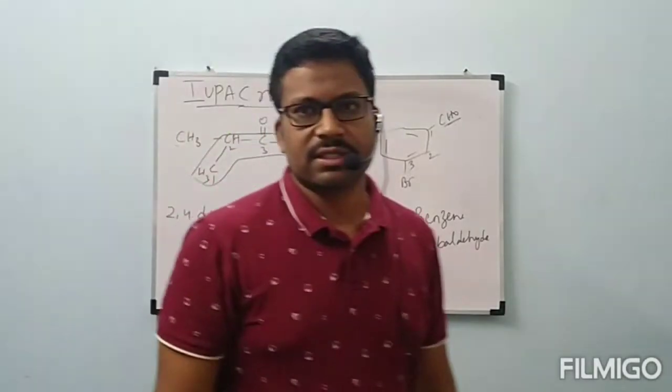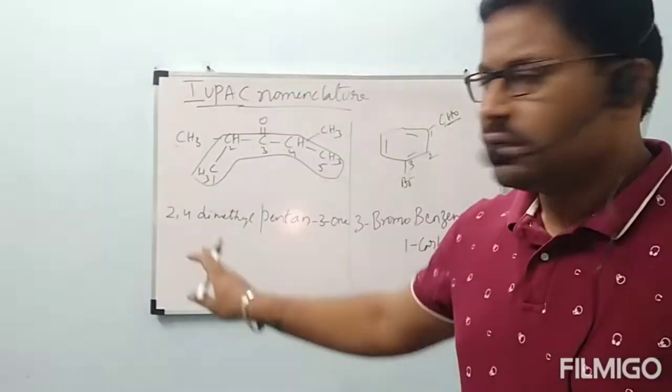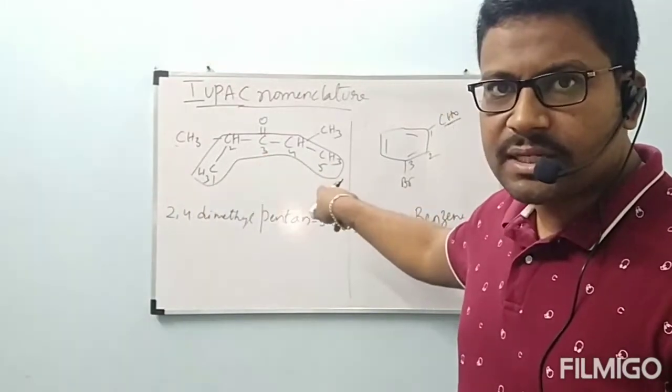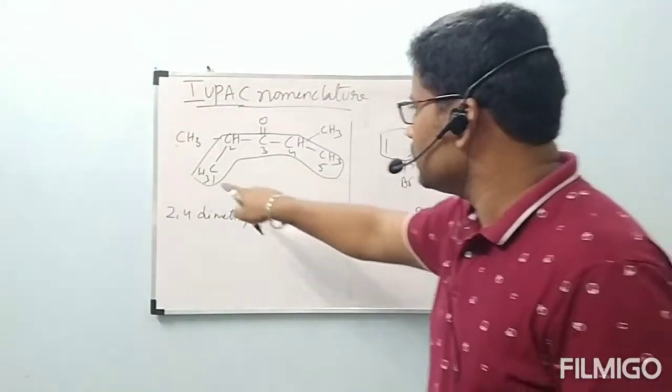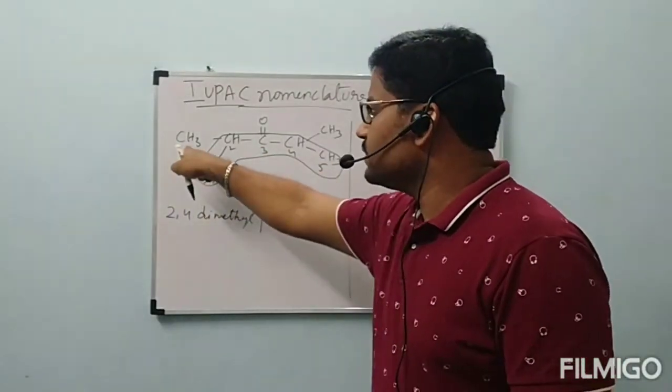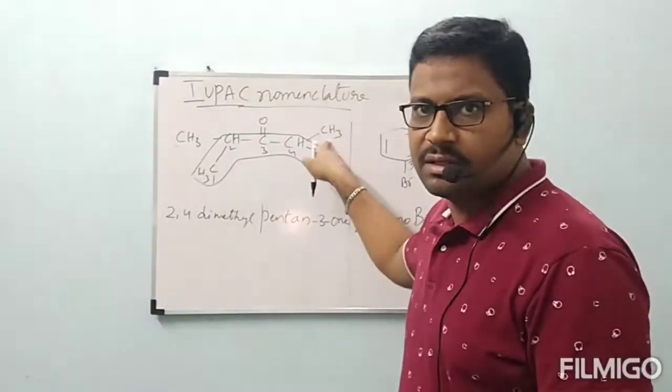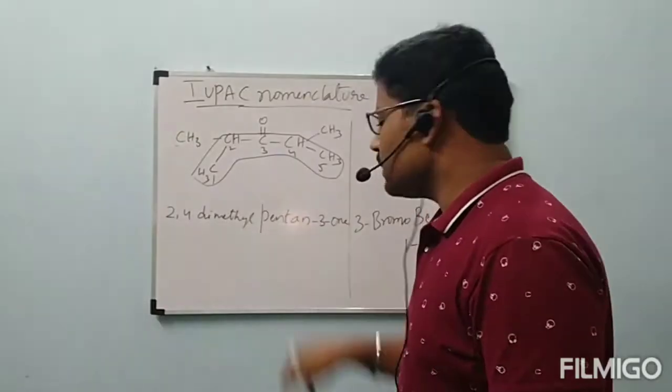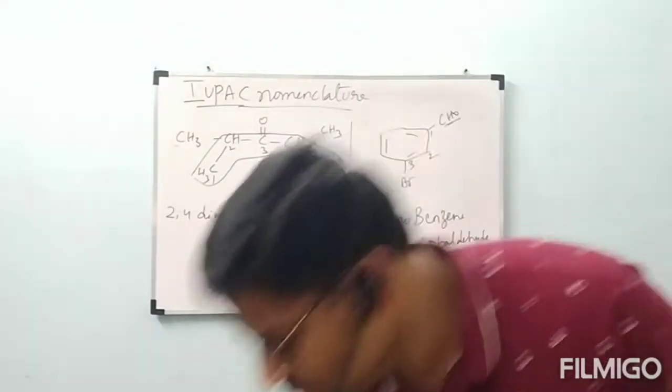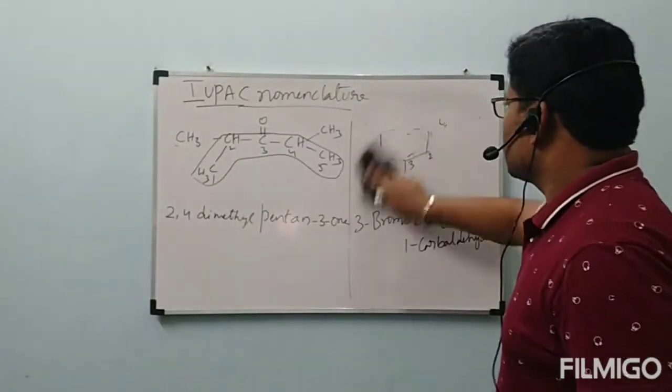This is the name of this compound in which we selected the parent chain. After selection of parent chain, we see how many carbons are there and on which position CH3 groups are present. According to that, we give the name 2,4-dimethylpentan-3-one. Next compound.